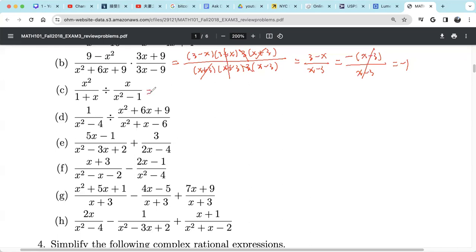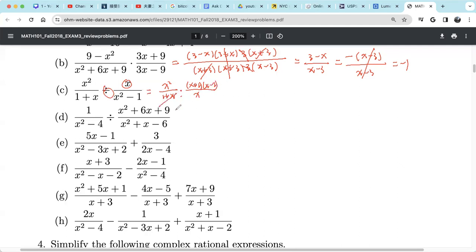Now C is division. So division, we want to change to multiplication, then take the inverse of the second one. So the numerator of x now becomes a denominator because I changed the division into multiplication. Then x squared minus 1, that's a difference of two squares, so x plus 1 times x minus 1 now in the numerator.